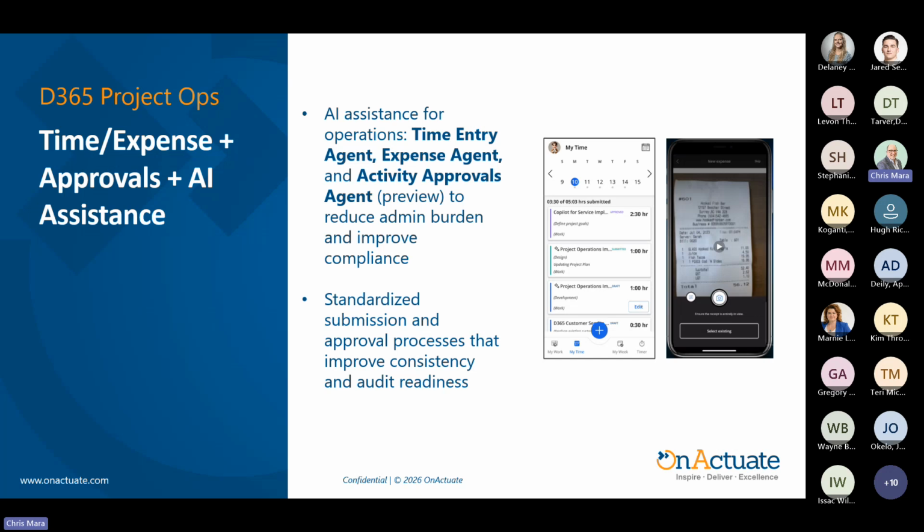across projects and programs. What's new, and this is where Microsoft is heading, is that Project Ops is also introducing AI assistance for operations. Examples are the time entry agent, the expense agent, and an activity approvals agent, which is currently in preview. The intent here is straightforward: reduce administrative overhead and improve compliance by helping teams complete routine actions more reliably and consistently.